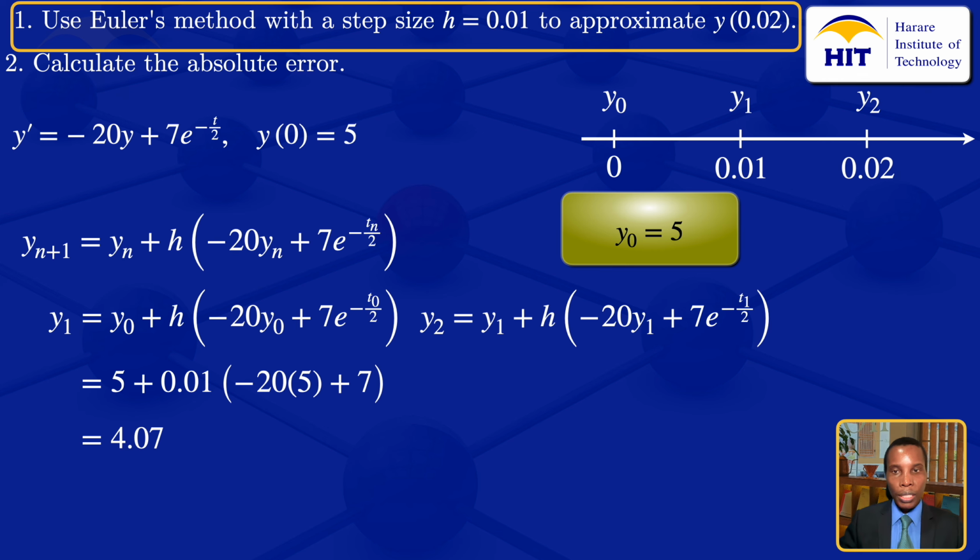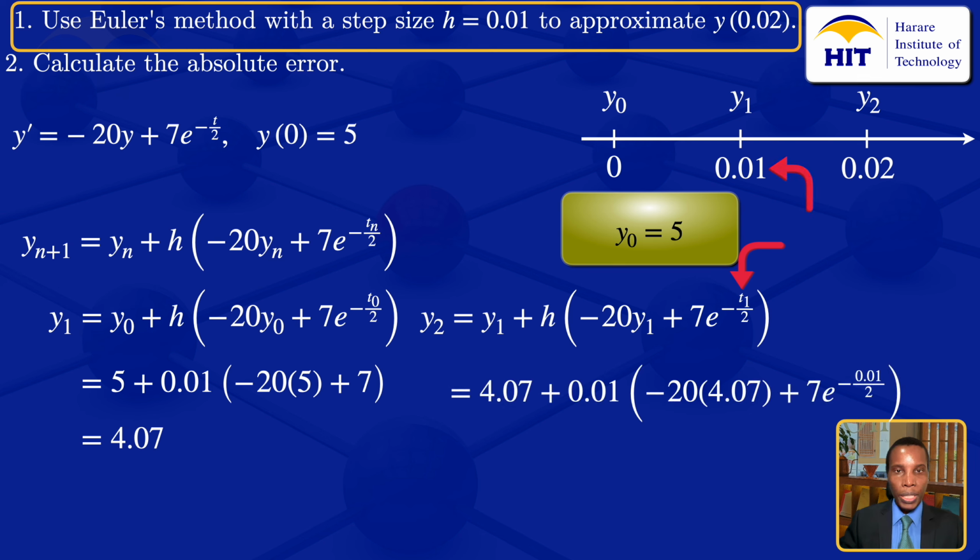We then go on and use this value of y1 to obtain our y2. Substitute the value of h, 0.01, and t1 now, we are at this point. So we have that y2 = 4.07 + 0.01 × (-20 × 4.07 + 7e^(-0.01/2)), and the solution we get there is approximately 3.3257. So the value of y at t = 0.02 is 3.3257. That's the approximate solution of the ODE using Euler's method.